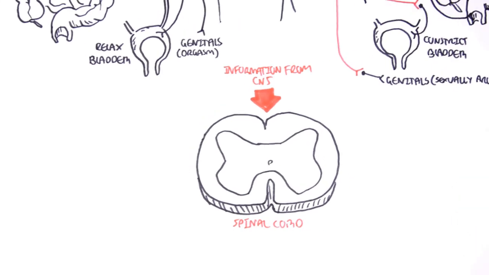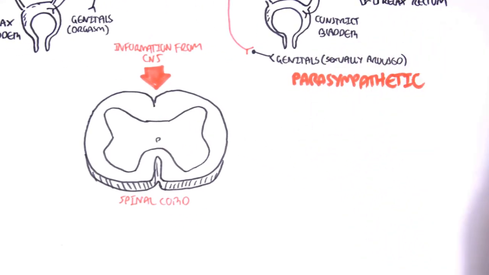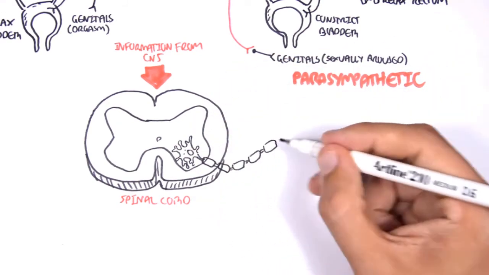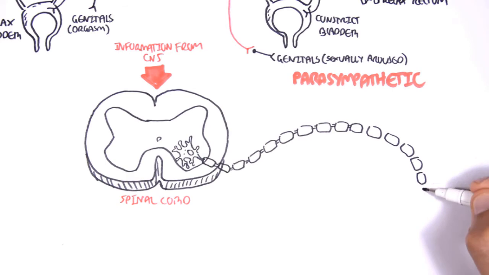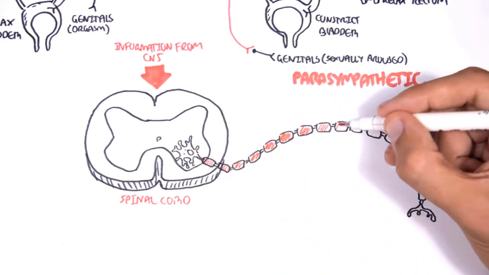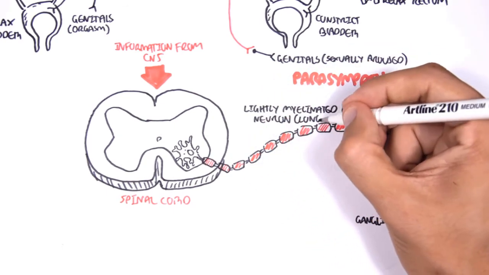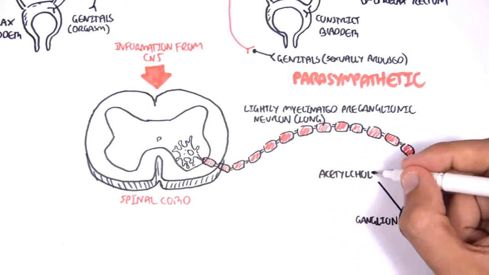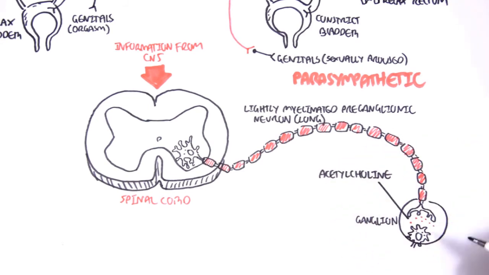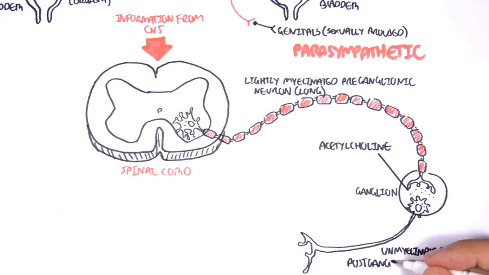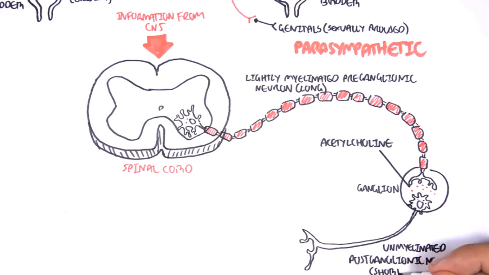Information from the central nervous system comes down, and it will transfer this information to a preganglionic neuron, which in the parasympathetic nervous system's case is a lightly myelinated neuron, which is quite long. The preganglionic neuron will release the neurotransmitter acetylcholine, which will transfer the propagation of information to the postganglionic neuron, which is often unmyelinated and quite short.